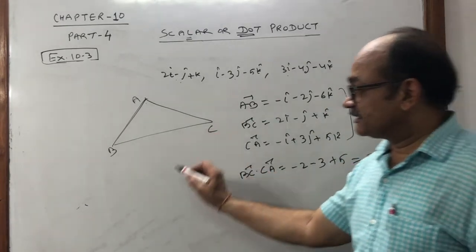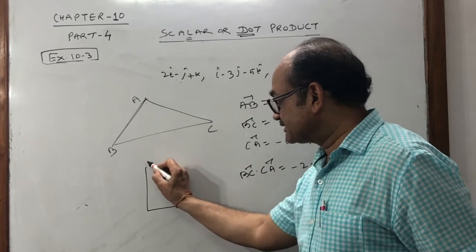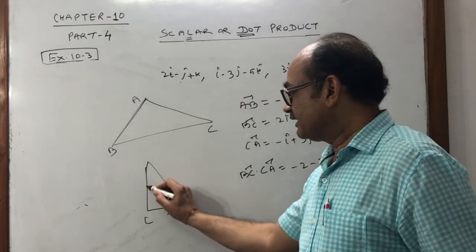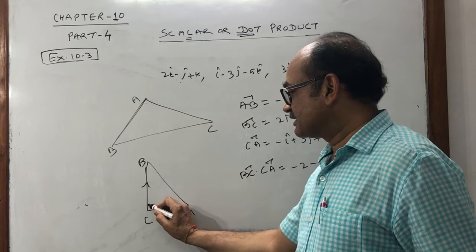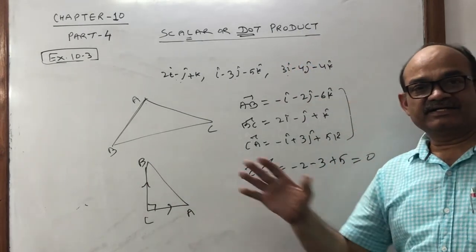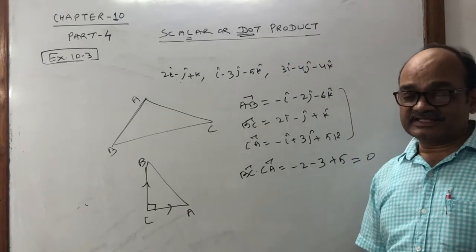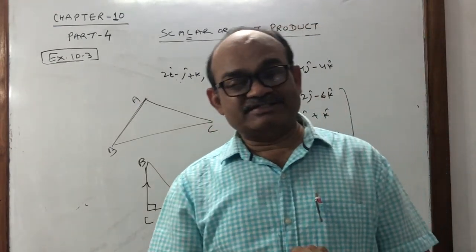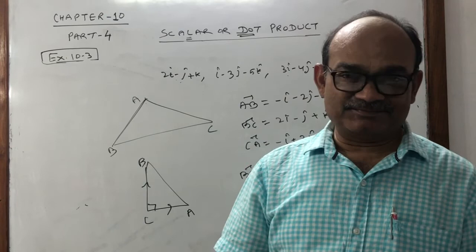Confirm. It means the triangle, the correct position is like this. C must be 90 degrees. CA and CB, 100% sure that it is a right triangle. So in this way we can complete exercise number 10.3. Now it is up to you how you complete the remaining sums.